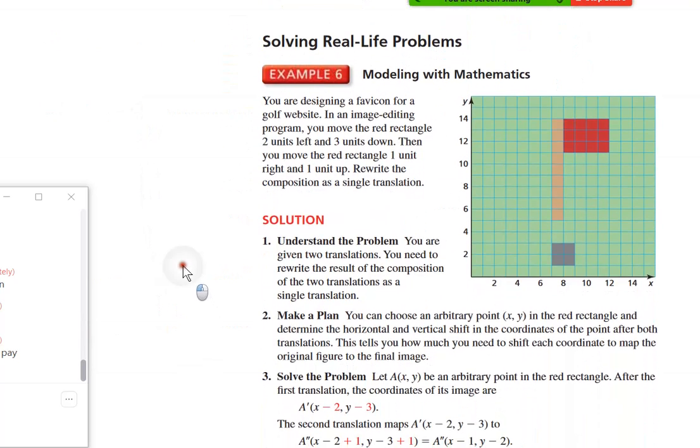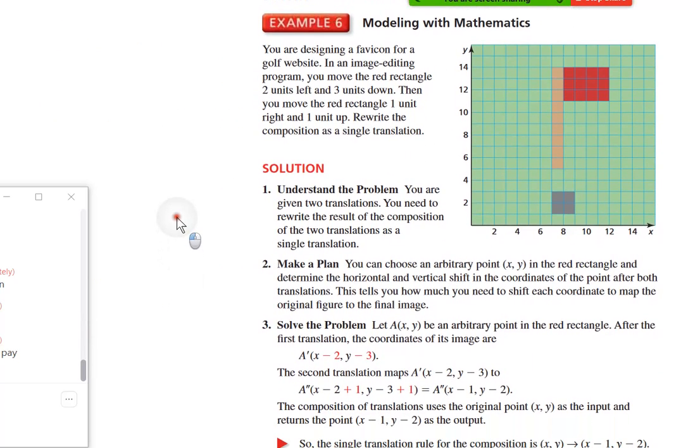They gave us a solve real life problems. You're designing a favicon? What the hell is a favicon for a golf website? I don't know what a favicon is. In an image imaging program, you move the red rectangle 2 units to the left and 3 units down. Then you move the red rectangle 1 unit up. Rewrite the thing as a single translation.